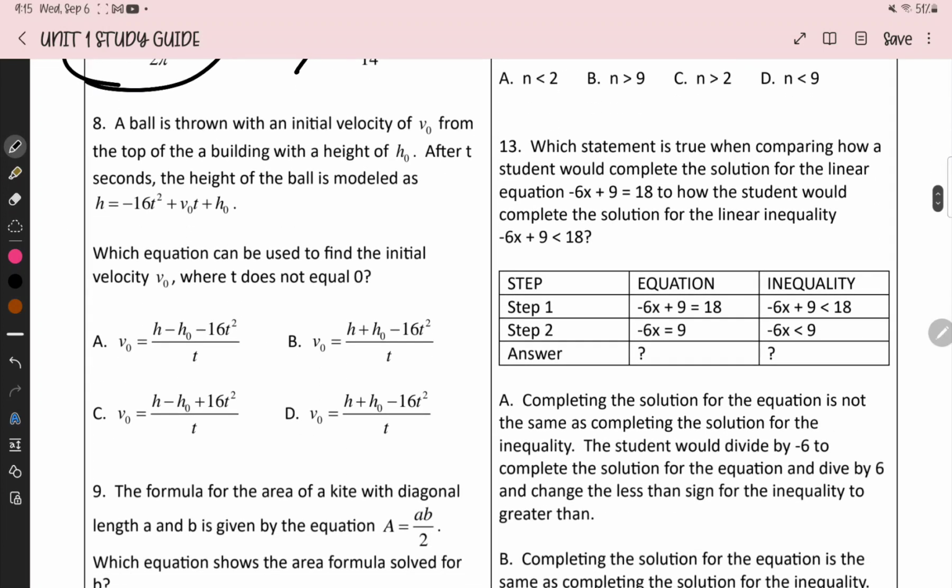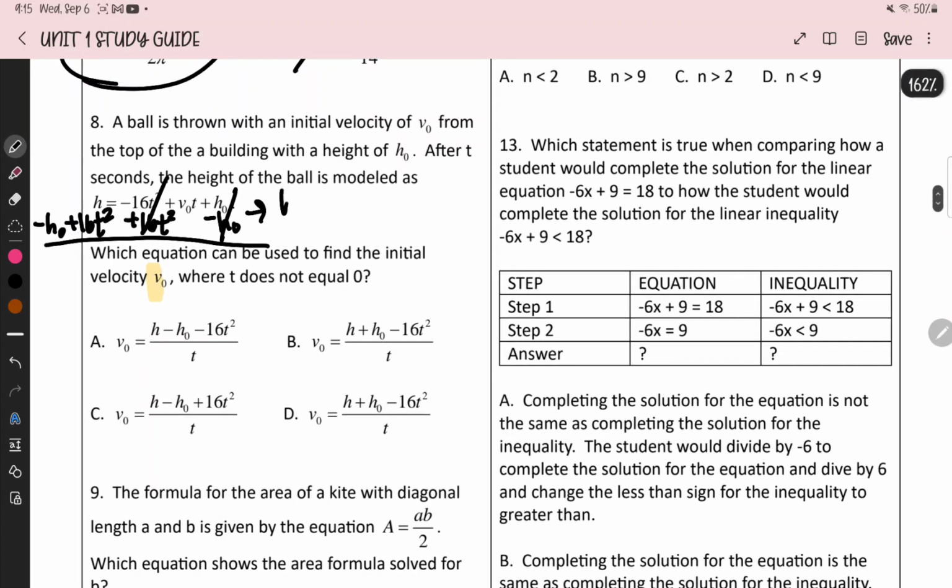All right, number 8, we're solving for v sub o, which is our initial velocity. So I need to move away these two terms. They've got to go. I'm going to subtract h sub o here, and I'm going to do the opposite of the negative 16t squared and add it to make it move. So I'll do the same thing over here, minus h sub o and plus 16t squared. When I do that, I'm left with h minus h sub o plus 16t squared.